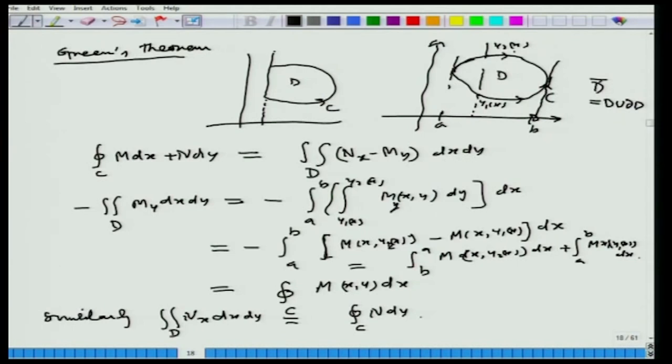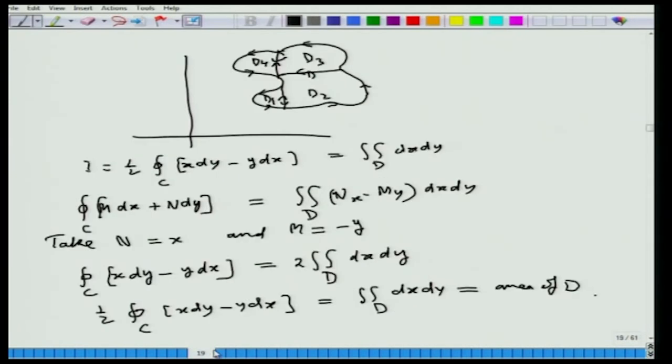So, this is what was established in the last lecture, and then we extended this. Firstly, we did it for a very simple domain, and then we extended it to more general, complicated domains like this, which were divided into simpler domains, and then we added the integrals over those individual subdomains.